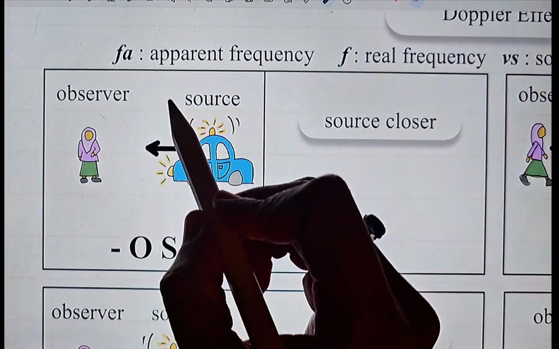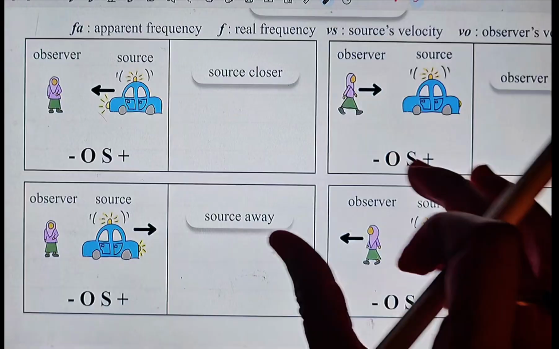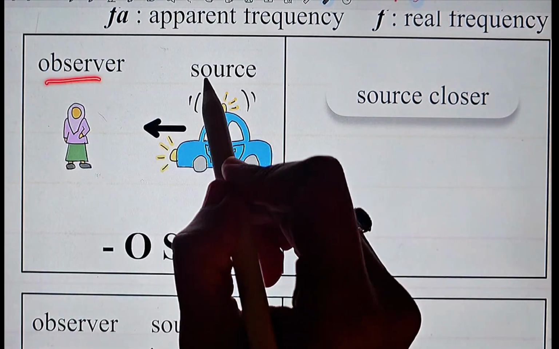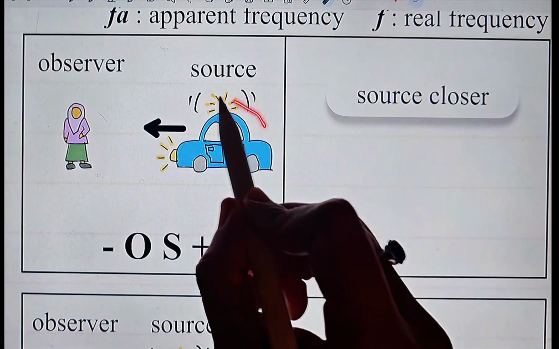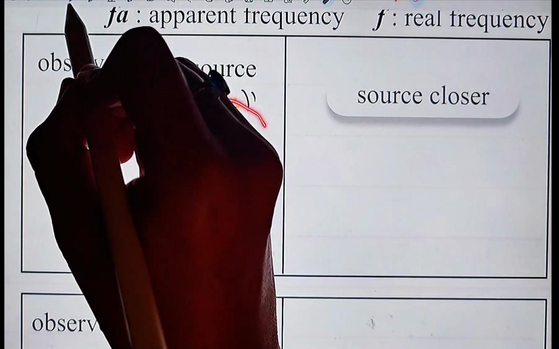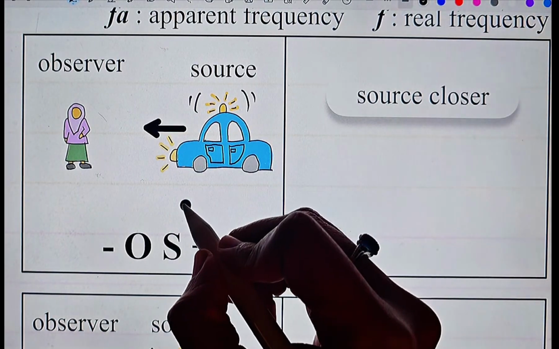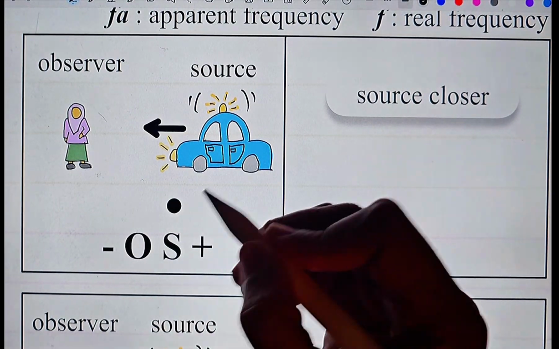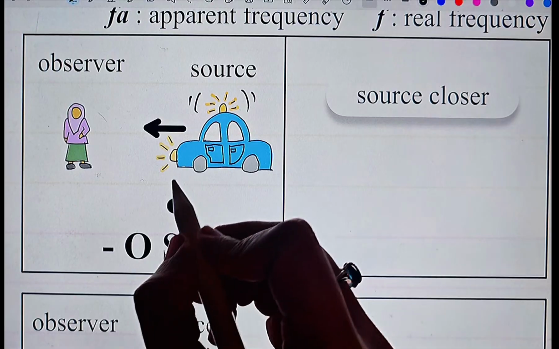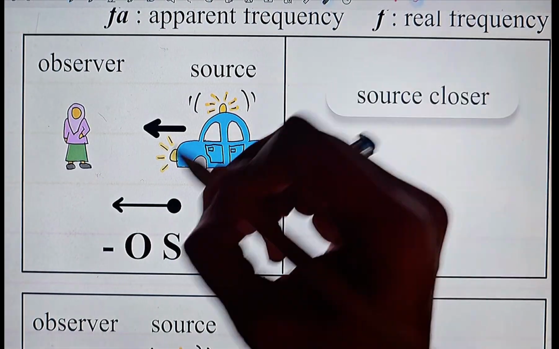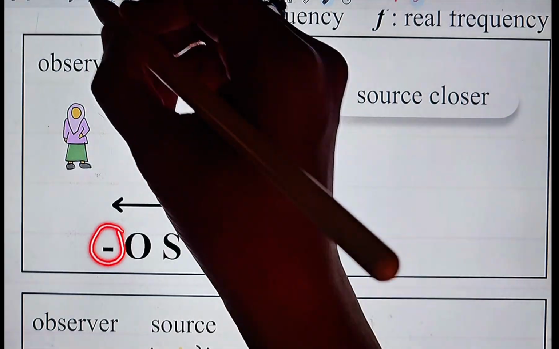Okay, so we go here. We have 4 situations altogether. Let's go to the first one, observer and source. Here we have the source moving towards the observer. So I'm going to put the dot on the source to indicate that the source is moving towards the observer, and for that, it shows that I have negative.